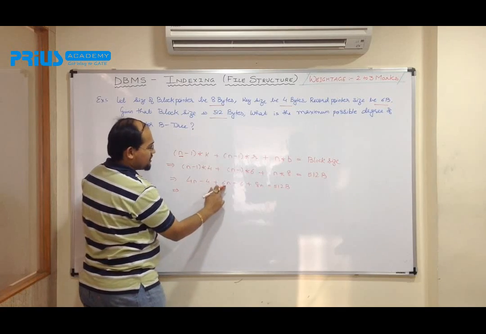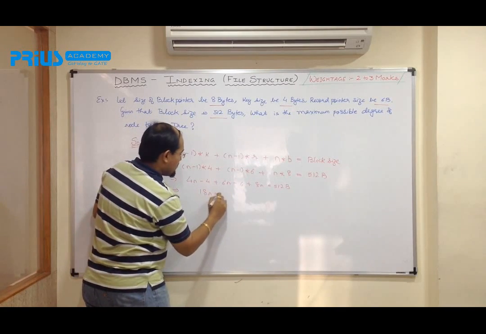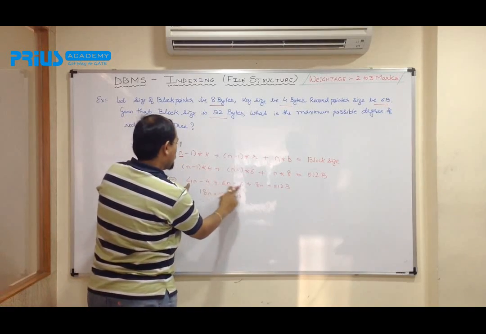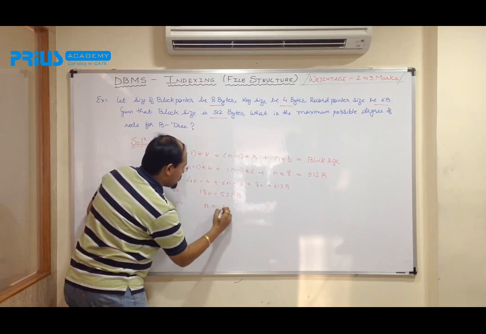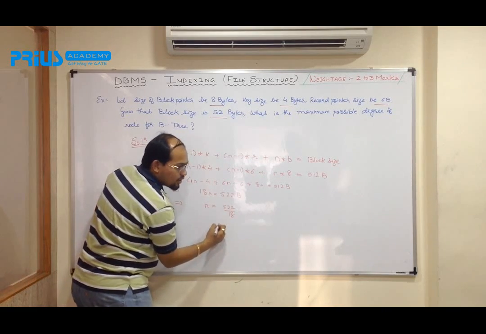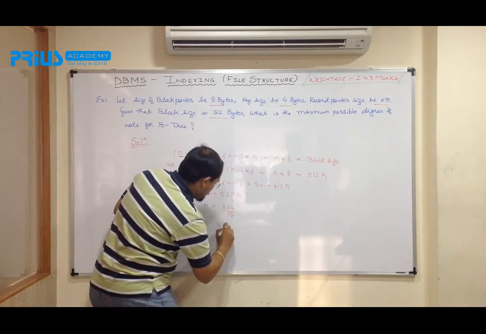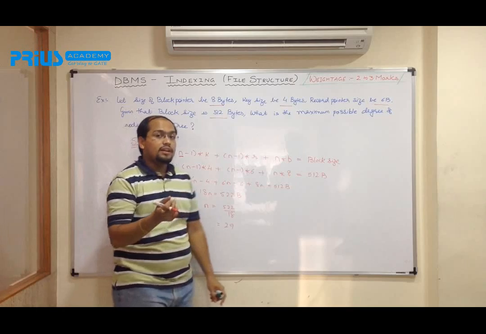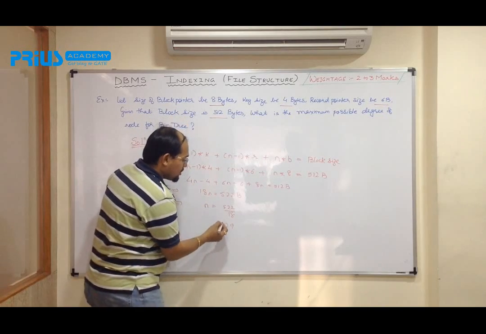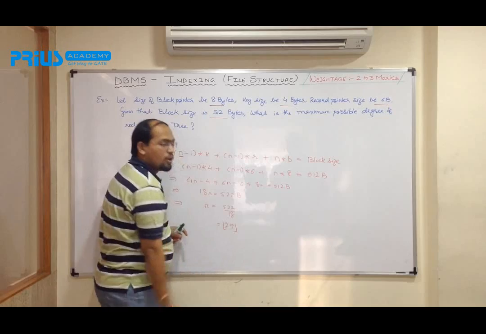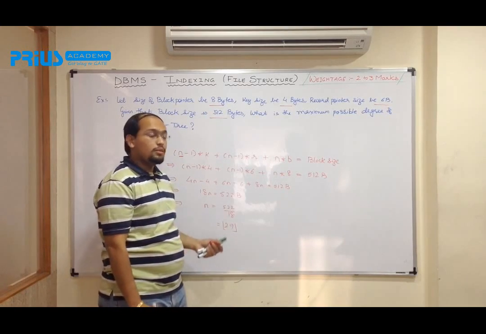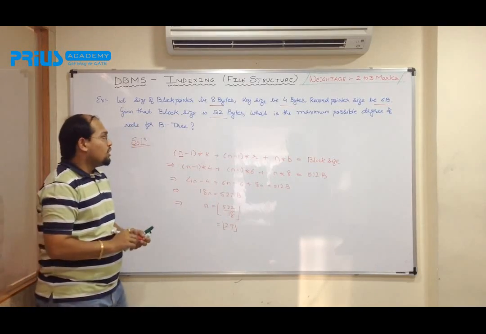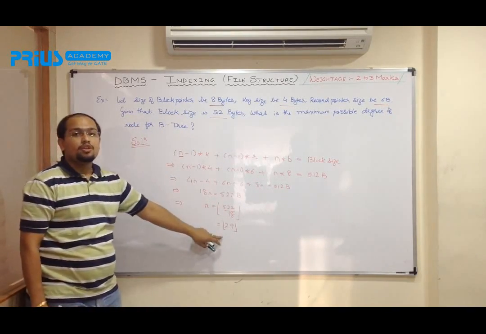This implies 4 and 6, 10, 10 and 8, 18. So 18n is equal to 522 bytes. Is it 18? 6 and 4. Yes, 18. So n is equal to 522 over 18, which will give you somewhere around 29. Now suppose we are asked to find the maximum, and suppose you are getting a decimal value, what will you do? You will take the floor function, because that is the maximum which you can accommodate. So in general this is your answer: the maximum possible degree of a B-tree is 29.